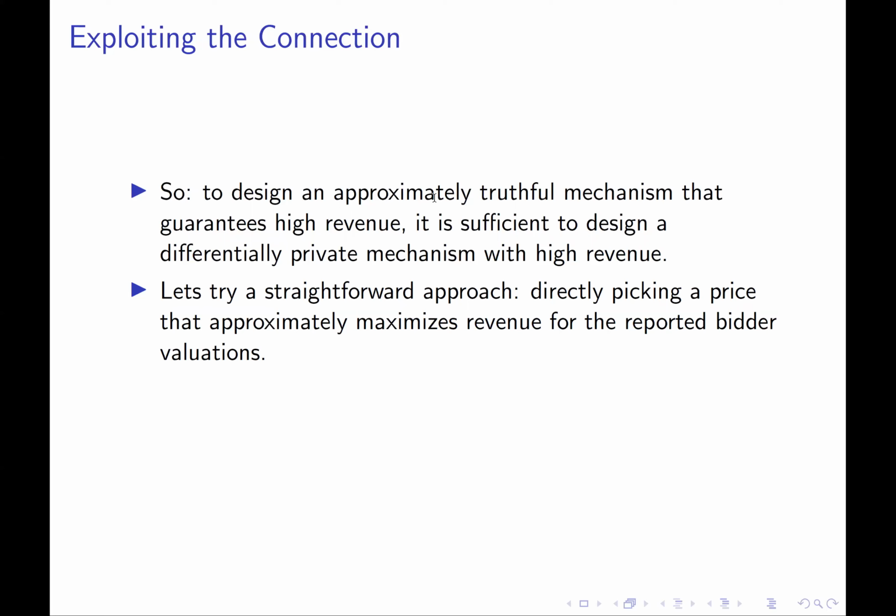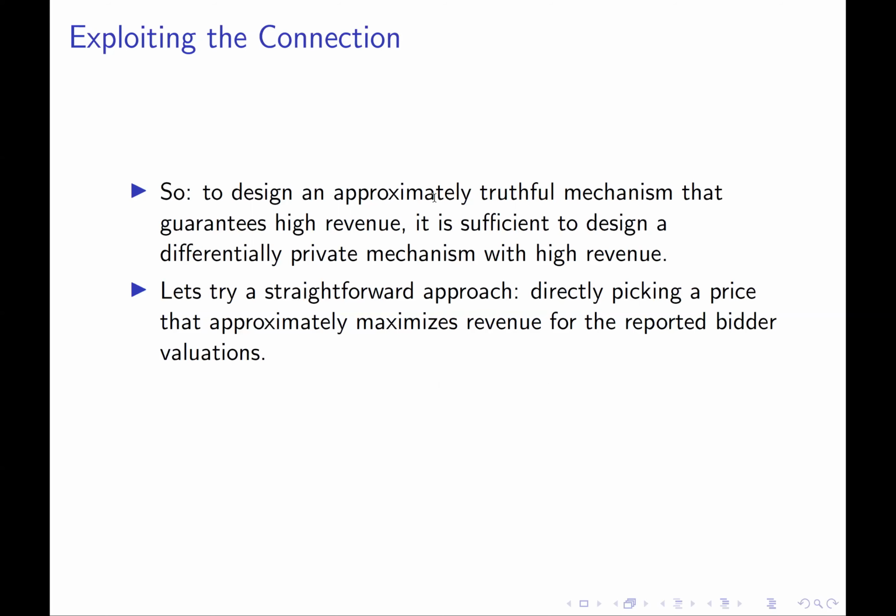Let's try something much more straightforward, which is to just look at the bids and try to directly compute the price that maximizes revenue. Now we know that if we compute the price that exactly maximizes revenue and we do it naively, then we're going to get a mechanism that is really not truthful. It's definitely not going to be approximately dominant strategy truthful for any non-trivial value of epsilon, because it gives one bidder a huge incentive to deviate by setting the price equal to his bid.